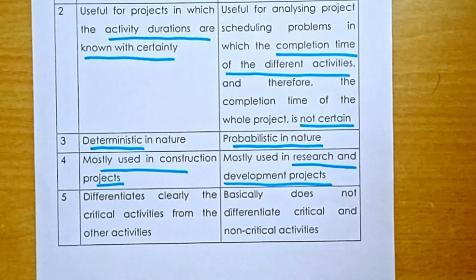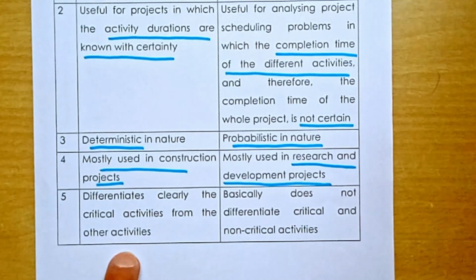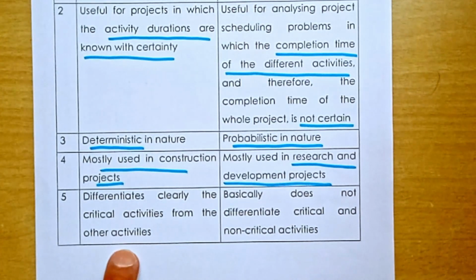So here, since time duration is not known before the project work is started, we have to apply PERT, program evaluation and review technique. This technique is mostly used in research and development projects. You understood? And last is, of course, CPM, critical path method.